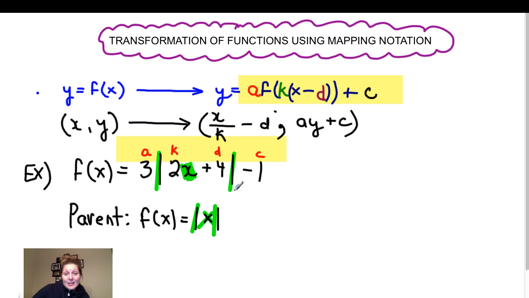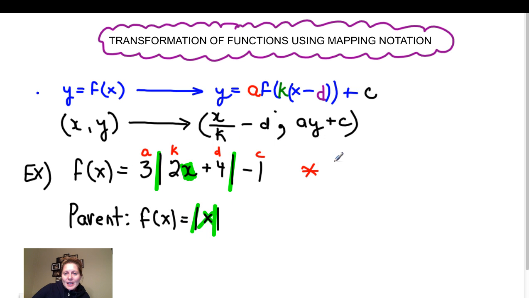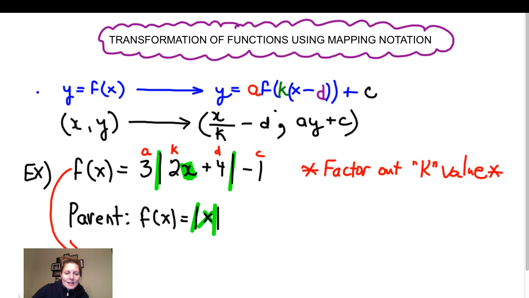Now we need to stop for a second because there's a little bit of a trick in here. There's always a rule when we're using mapping notation that we need to factor out the K value. Because what we think is going to be our D value is not. So this is always going to be our first step. Sometimes it'll already be factored out, but in this case it's not. So our first step is going to be this.